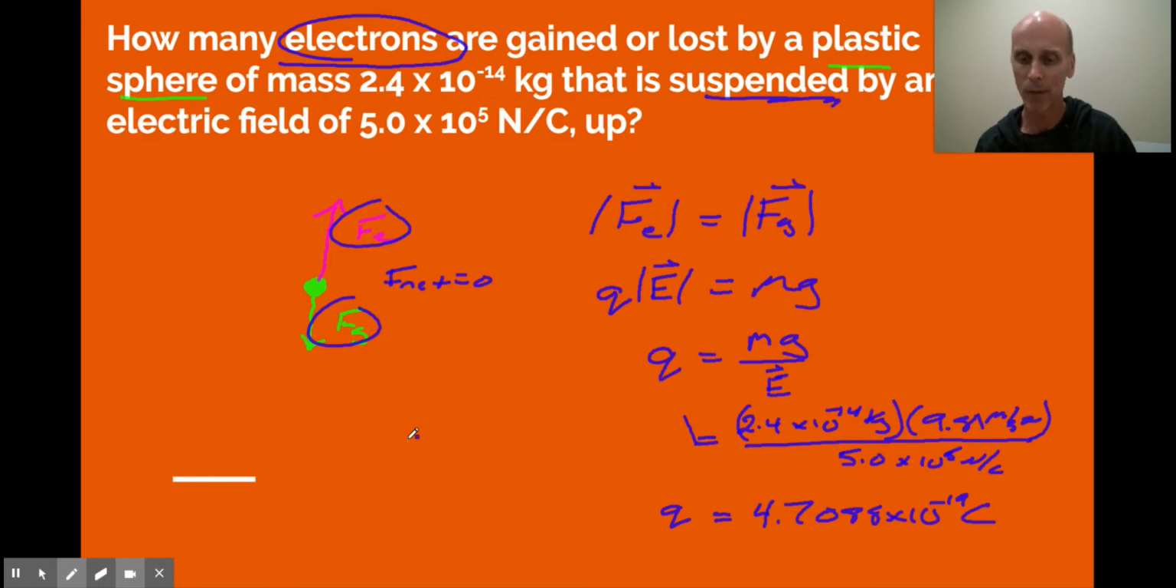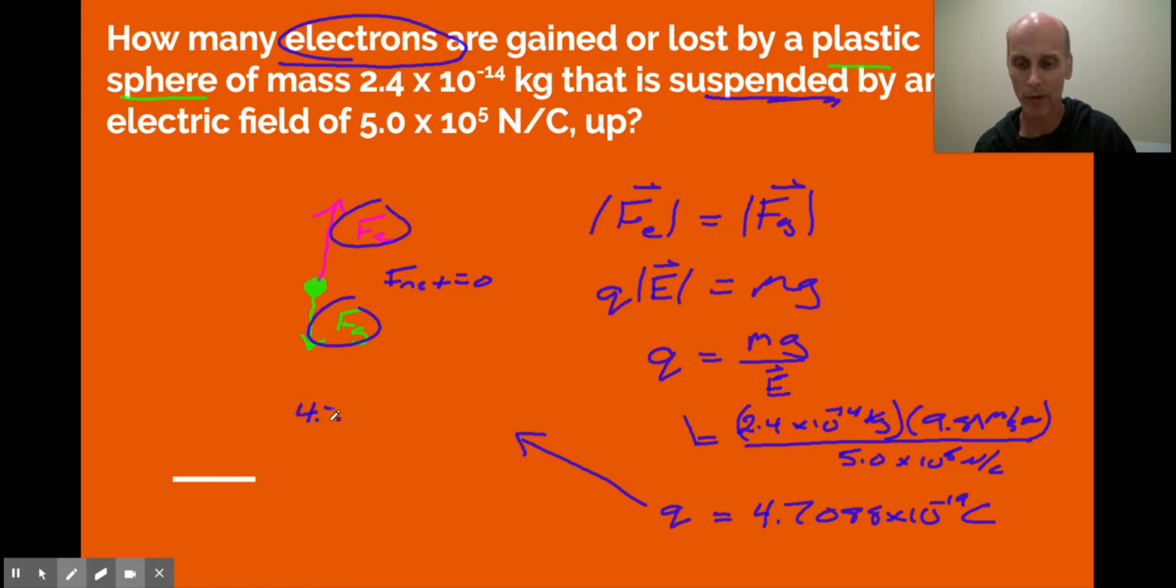Now, we have the benefit of knowing something Coulomb didn't know, and that is we know the charge on an electron. The charge on an electron, also known as the elementary charge on your data sheet, is 1.6 times 10 to the minus 19 coulombs. So we are going to take this value here and do one last calculation.